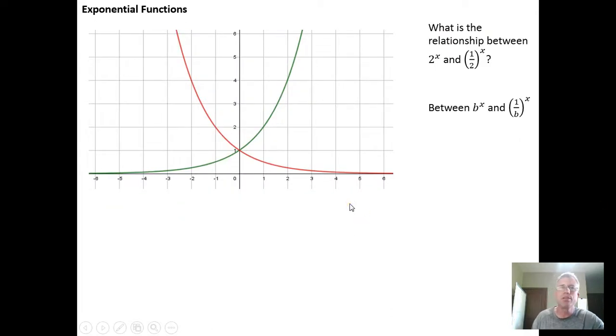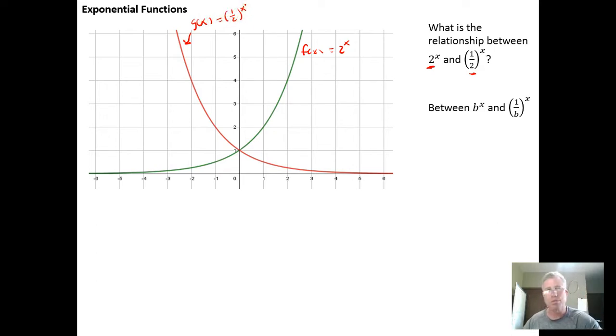What we want to do next is explore the relationship between 2 to the x and 1/2 to the x. And what we want to notice here is that the base 2 and base 1/2, we're actually looking at bases that are reciprocals of each other. So this function right here is the function f of x equals 2 to the x. And this function right here is the function g of x equals 1/2 being raised to the x power.